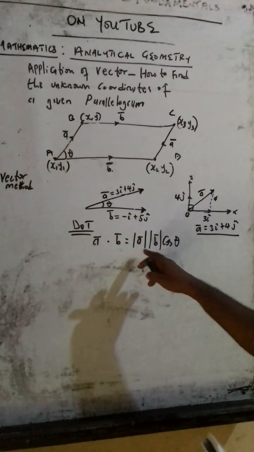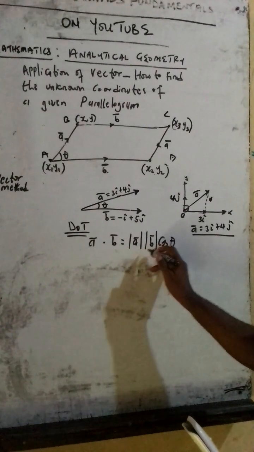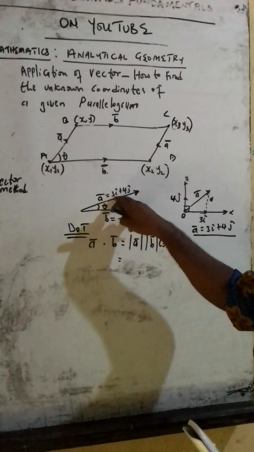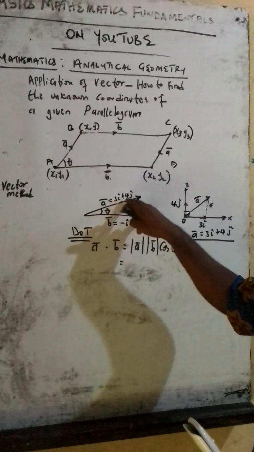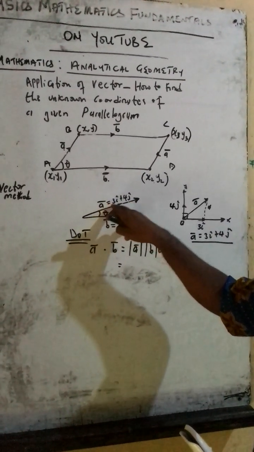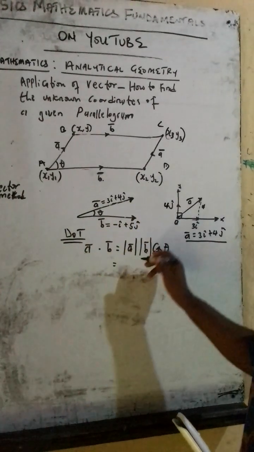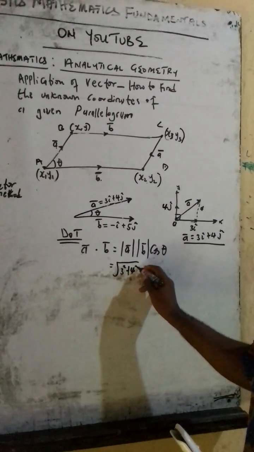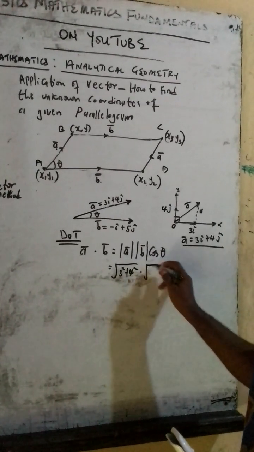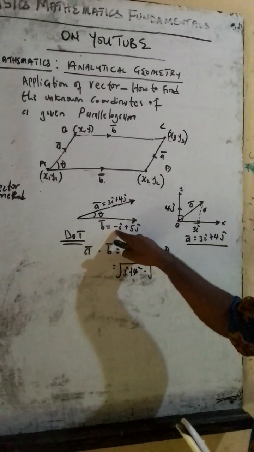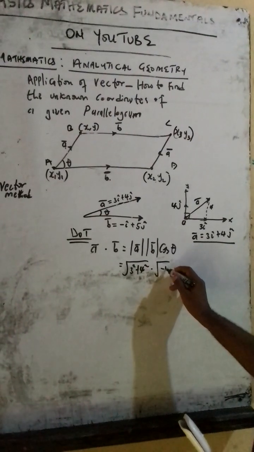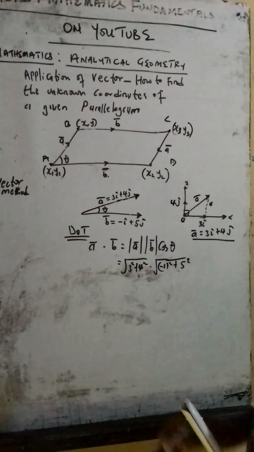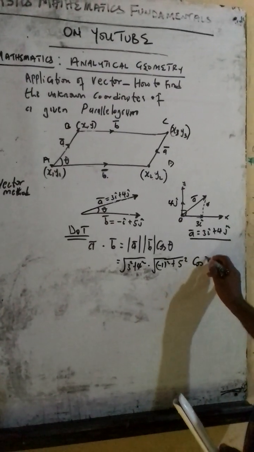Now, how do we find the magnitude of vector A and B? We normally use Pythagoras theorem in respect of the coefficient of the respective vector. For instance, the coefficients of vector A are 3 and 4. So we just say the square root of 3 squared plus 4 squared, using the theorem, times the square root of the coefficients of B, which are minus 1 and 5. So I have minus 1 squared plus 5 squared. Then we say cos theta.